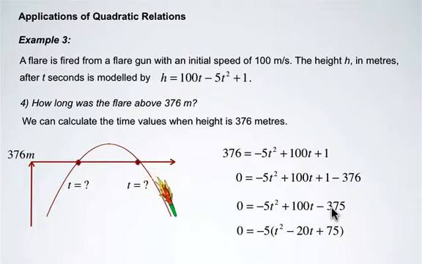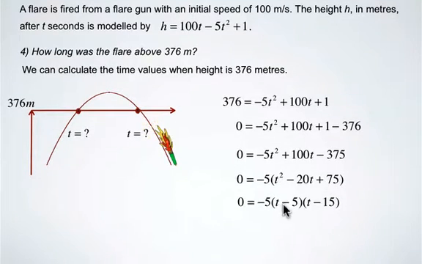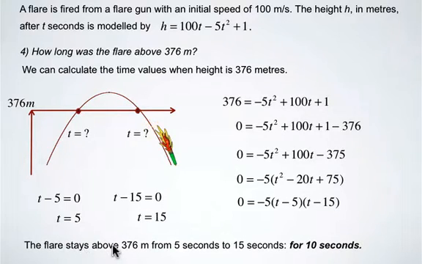So we'll factor negative 5 out, which gives us negative 5 times t squared minus 20t plus 75. And then we can factor this trinomial, and that's t minus 5 times t minus 15. t minus 5 equals 0, and t minus 15 equals 0. To make this statement true, t would be 5, and to make the second one true, t would be 15. The flare stays above 376 meters from 5 seconds to 15 seconds, so for 10 seconds.